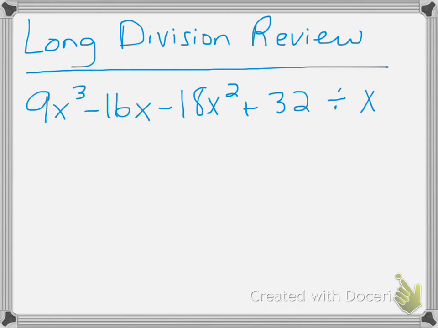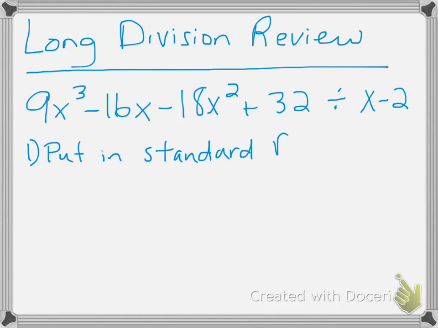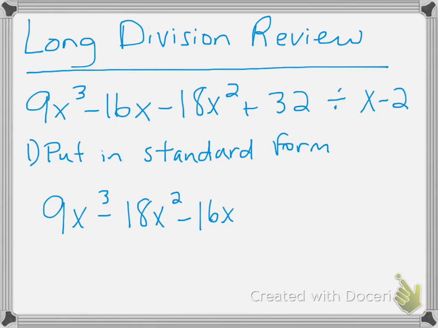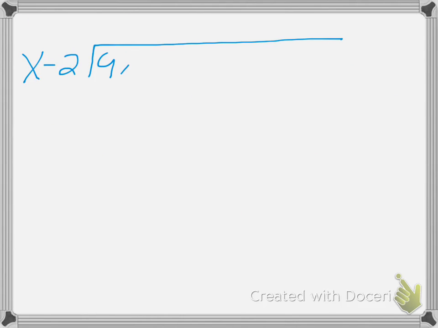So let's look at long division and synthetic division as a review for your quiz tomorrow. The first step in solving this problem is we have to first put it into standard form. So when I'm putting this into standard form, I need to make sure that I look at the highest exponent and work my way down. So I'm going to start with 9x cubed minus 18x squared minus 16x plus 32 and divided by x minus 2. I also need to make sure that whatever I'm dividing it by is also in standard form. And since it is, we can start looking at our problem.